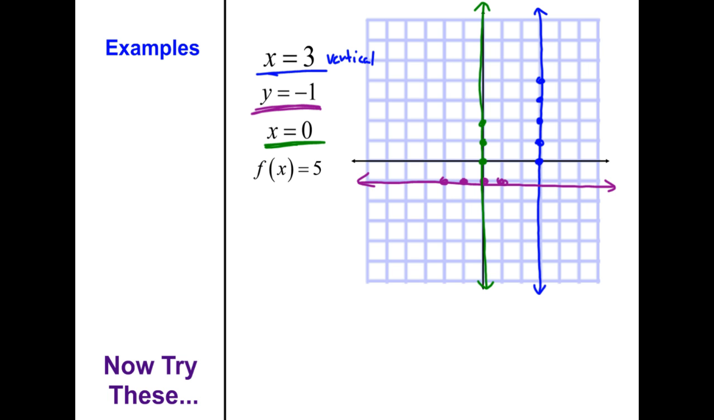Now I threw you a little screwball here. We have f of x equals 5. That's the same thing as saying y equals 5. It's just using function notation. So again, it's a horizontal line. We go up to 5: 2, 3, 4, 5. And no matter where we go on that line, our y is always going to equal 5, because there's no place to put in the x on that f of x function.